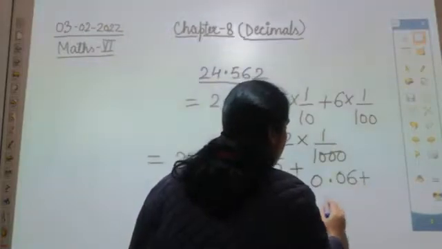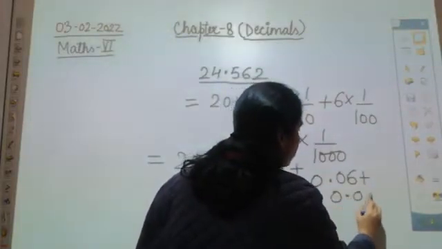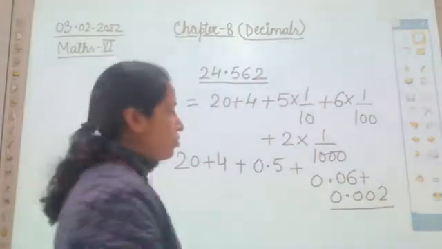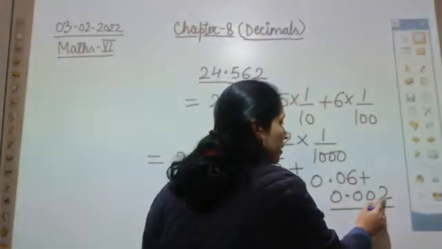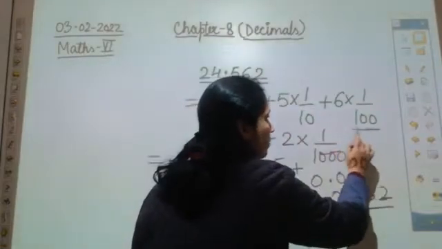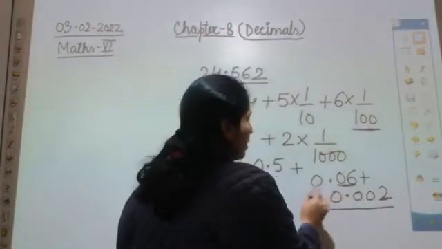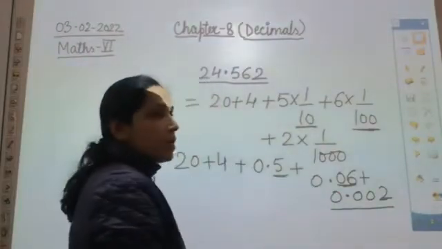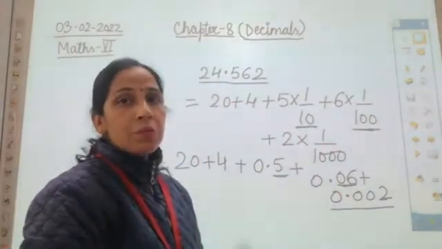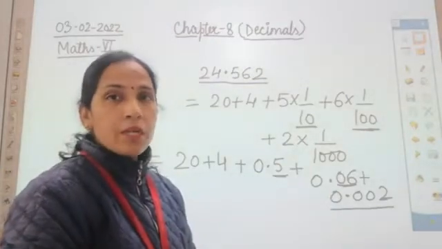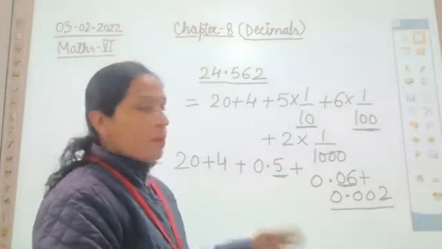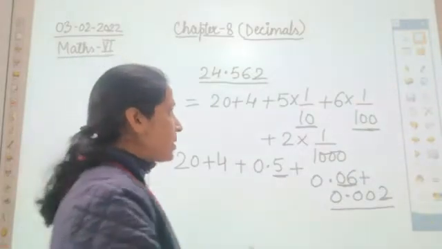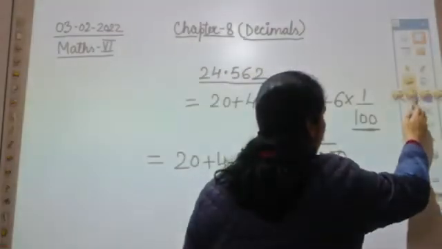0.06 plus 0.002. So 3 places for 1000, so 3 decimal places will be there. For 100, 2 decimal places will be there. For ones or tens, we will have 1 decimal place. As many zeros as there are in the denominator, that many decimal places will be increased. So let's see one more example related to that only.